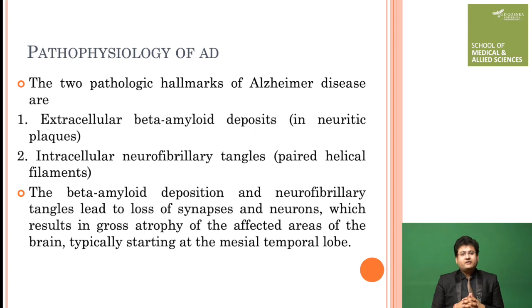So in this slide, we will talk about the pathophysiology of Alzheimer's. The two pathophysiological hallmarks of Alzheimer's disease are extracellular beta amyloid deposits in the neuritic plaques, and second, intracellular neurofibrillary tangles, which are made of paired helical filaments. The mechanism by which beta amyloid peptide and neurofibrillary tangles cause such damage is incompletely understood. So there are several theories.